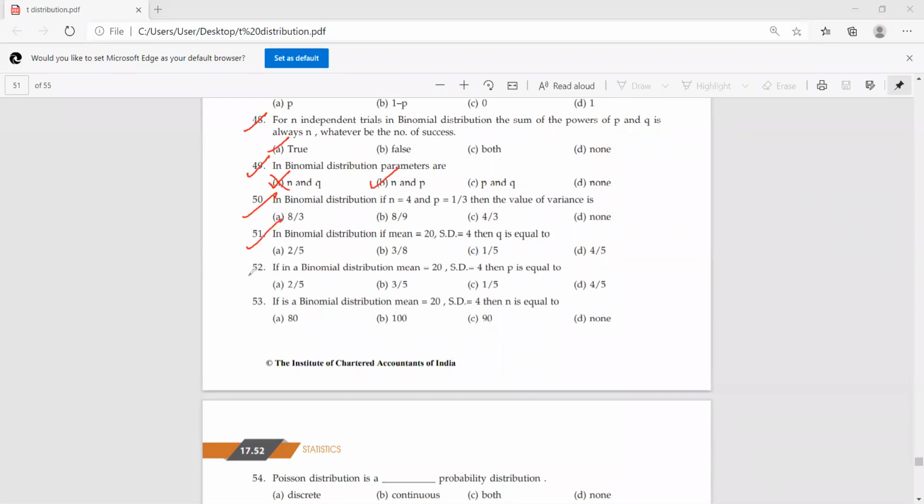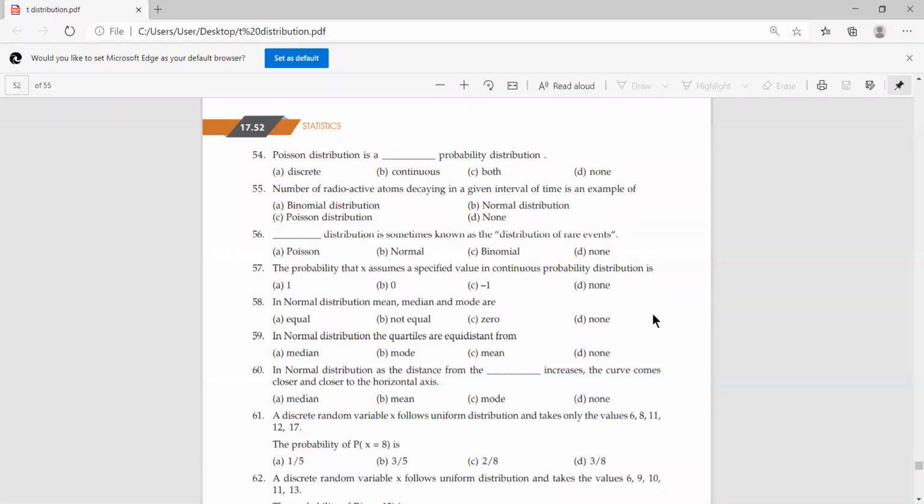50 is done, 51, 52, 53. All these sums are already covered. Sum number 58, Poisson distribution is dash distribution.